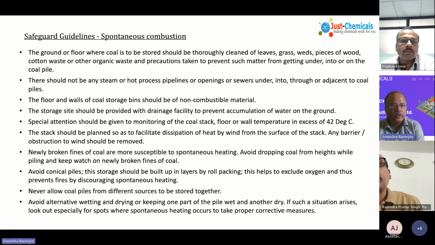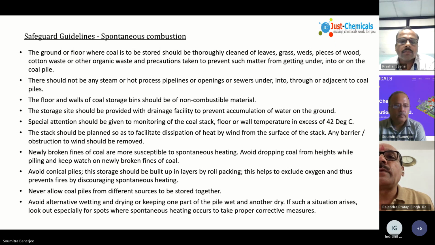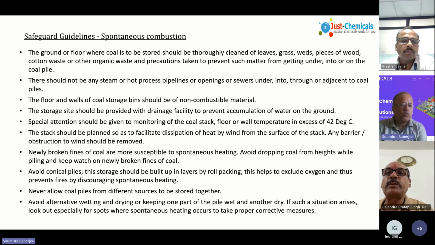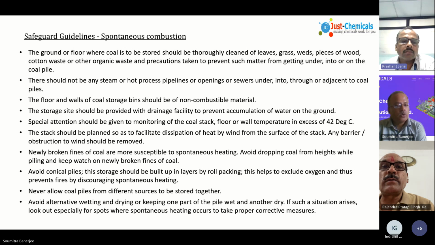Whenever the temperature is more than 42 degrees centigrade, more monitoring would be required. The stack should be planned so as to facilitate dissipation of heat by wind from the surface of the stack. Any barrier or obstruction to the wind should be removed. Newly broken fines of coal are more susceptible to spontaneous heating. Avoid dropping coal from heights while piling, and keep watch on newly broken fines of coal.